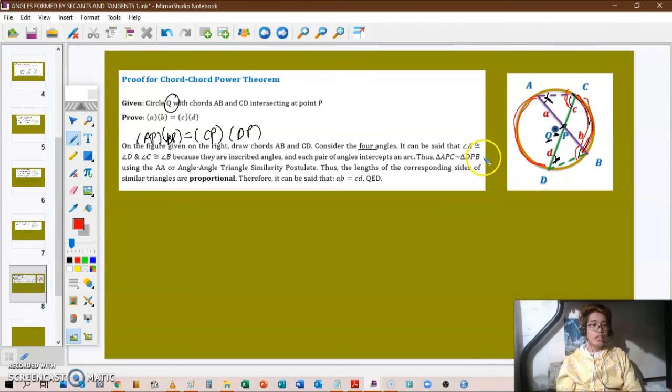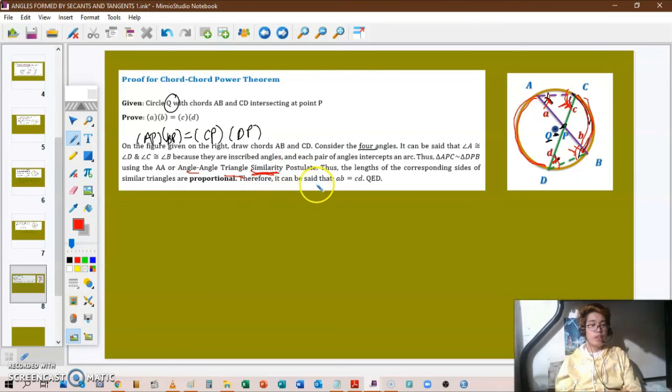Angle A is congruent to angle D, and angle C is congruent to angle B, because they are inscribed angles of an intercepted arc, and each pair of angles intercepts an arc. Thus, triangle APC is similar to triangle DPB using the AA, or angle-angle, triangle similarity postulate. How does that happen? We have one congruent angle and then another congruent angle, so we have two congruent angles. Therefore, we can use the AA triangle similarity postulate.